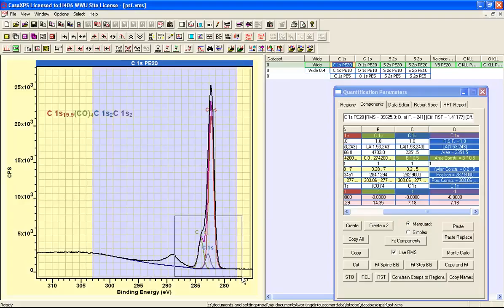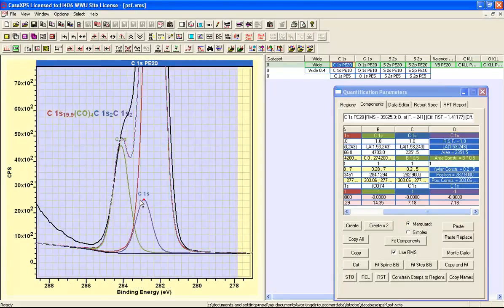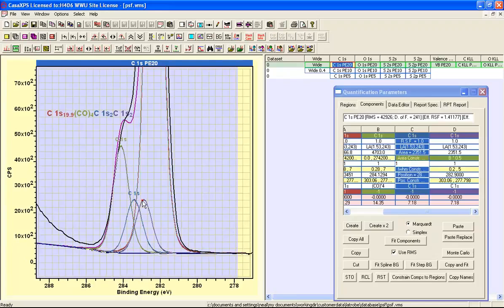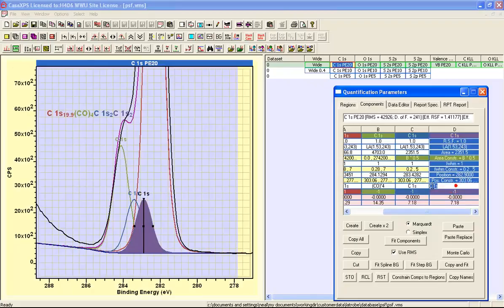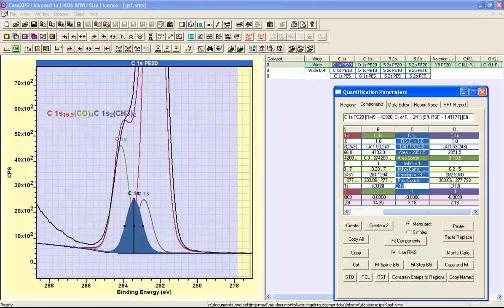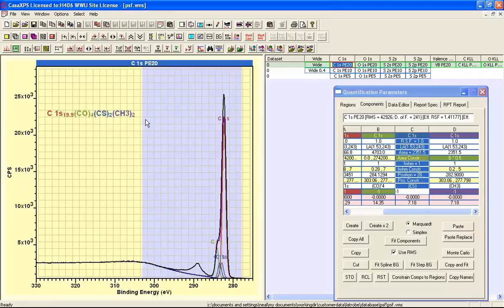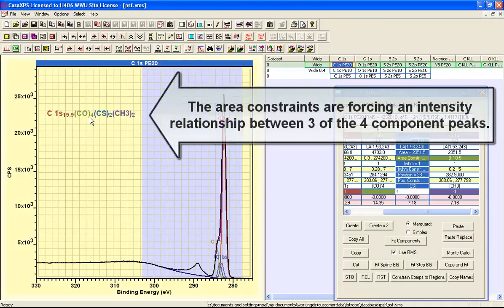Let's zoom in so we can see it better. And this one here is going to be my CH peak, so I'm going to call that CH3. And this one I believe to be the CS. So there's no surprise, because I've introduced 2 constraints, that I've got 2 that are half the size of one and the other one is significantly bigger.